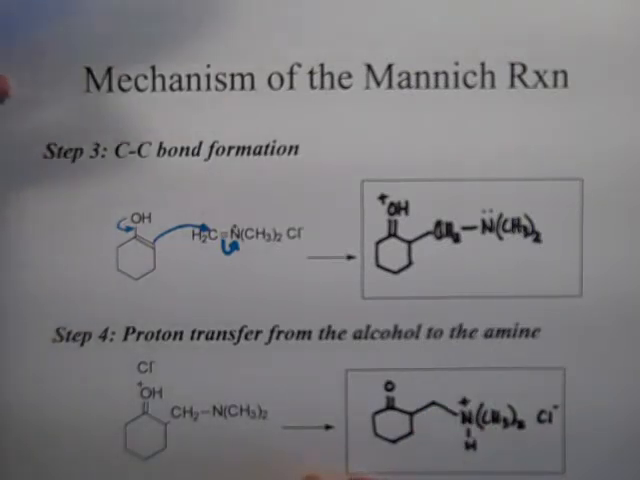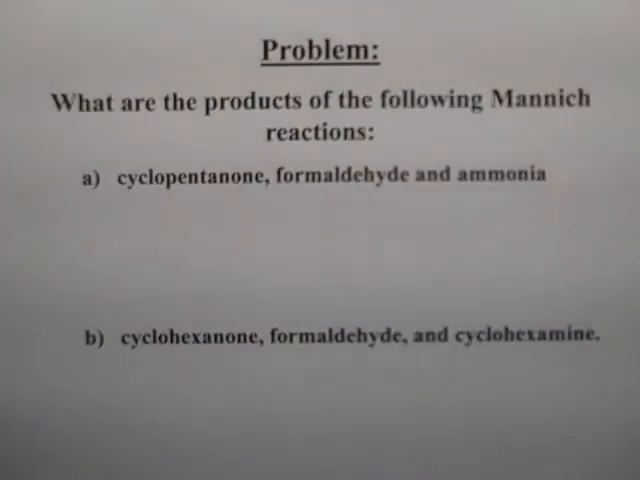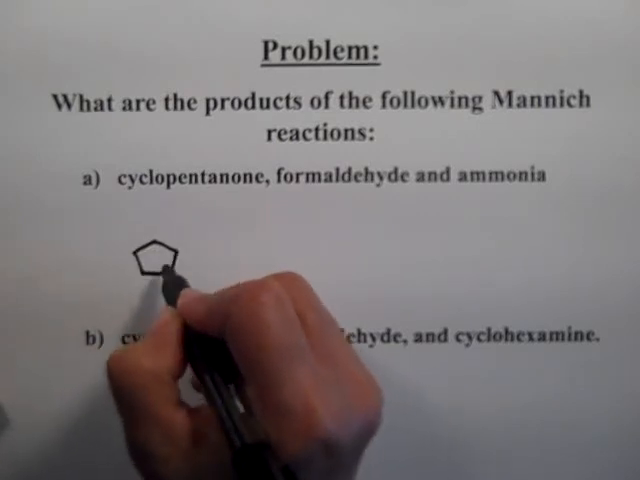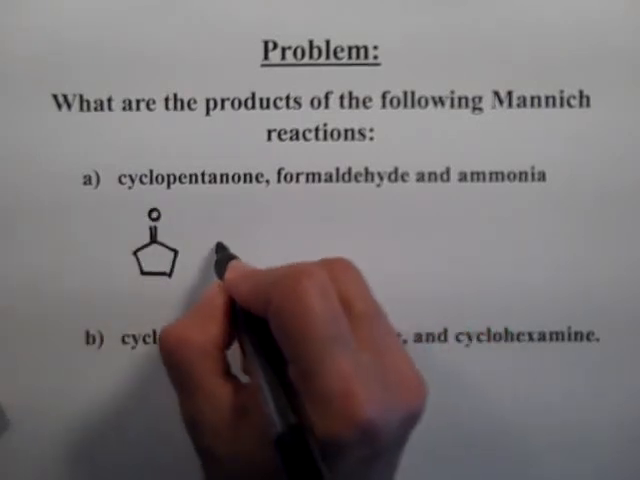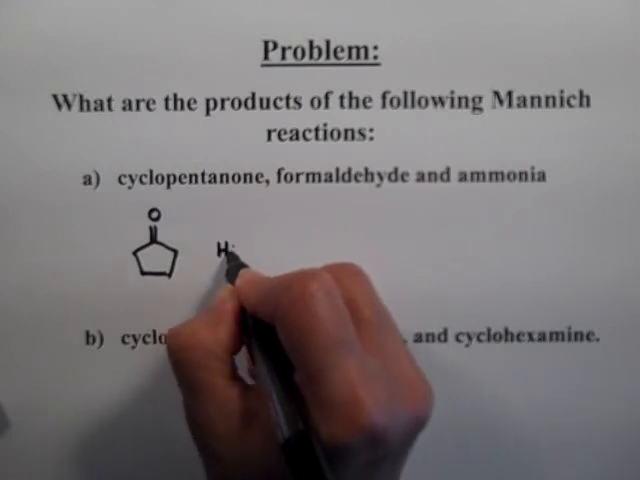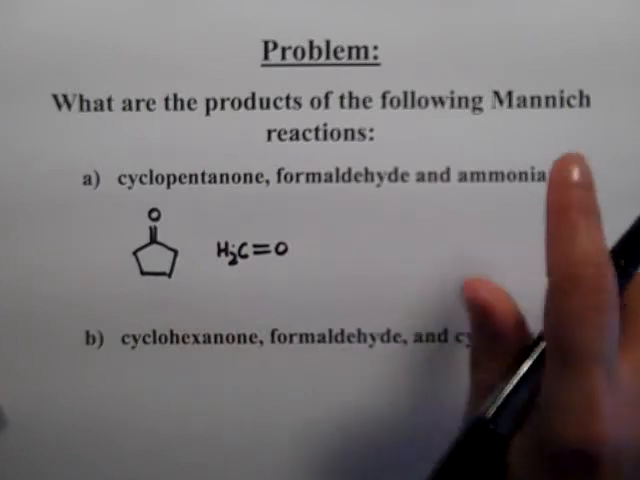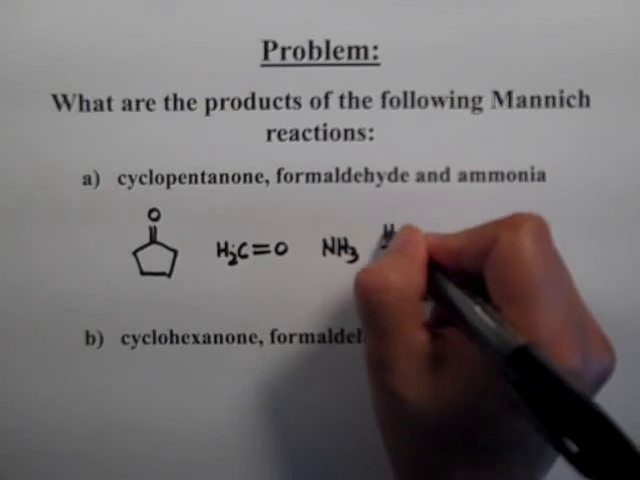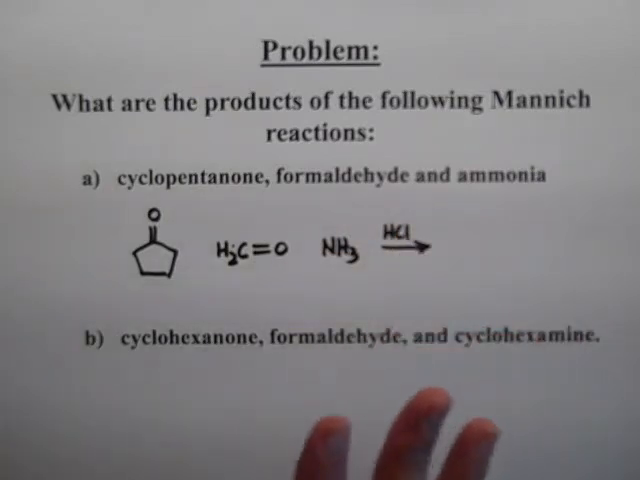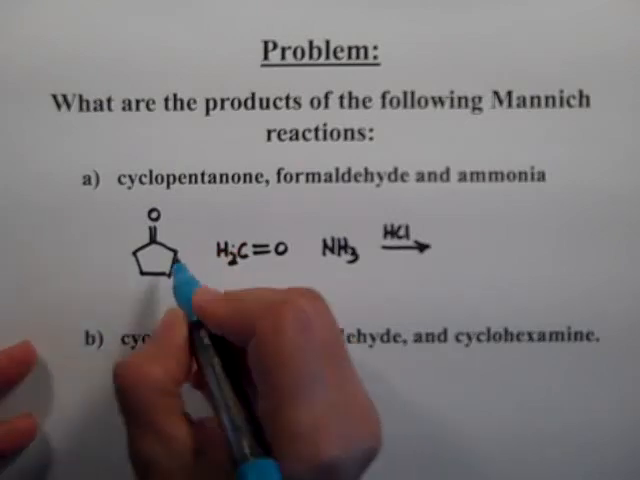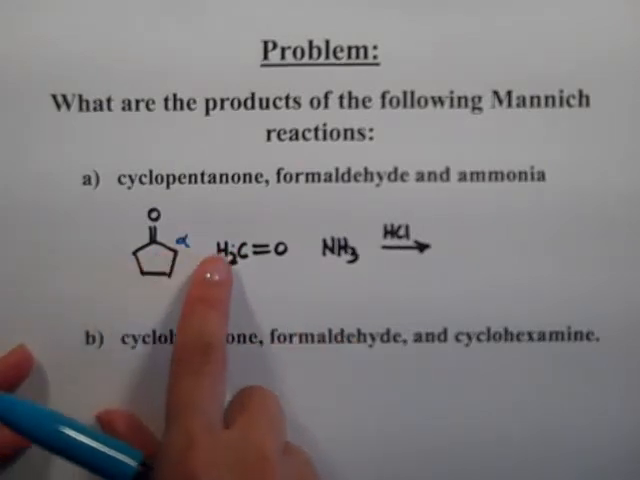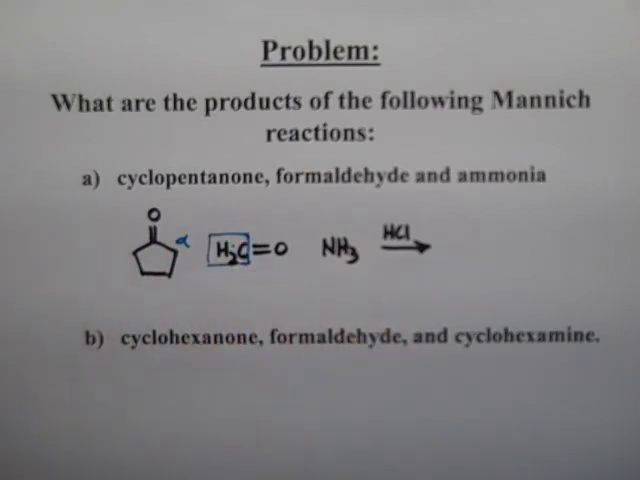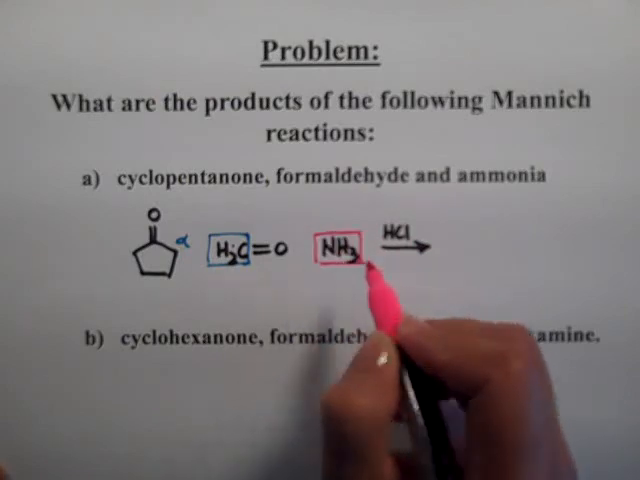All right, let's do a problem. Well, let's do two problems. So I have cyclopentanone. We're going to add formaldehyde. And we're going to add ammonia. We need a little bit of HCl. So when you do this reaction, remember that the alpha carbon of the ketone is going to end up attached to the CH2 of the formaldehyde, which is going to end up attached to the nitrogen.